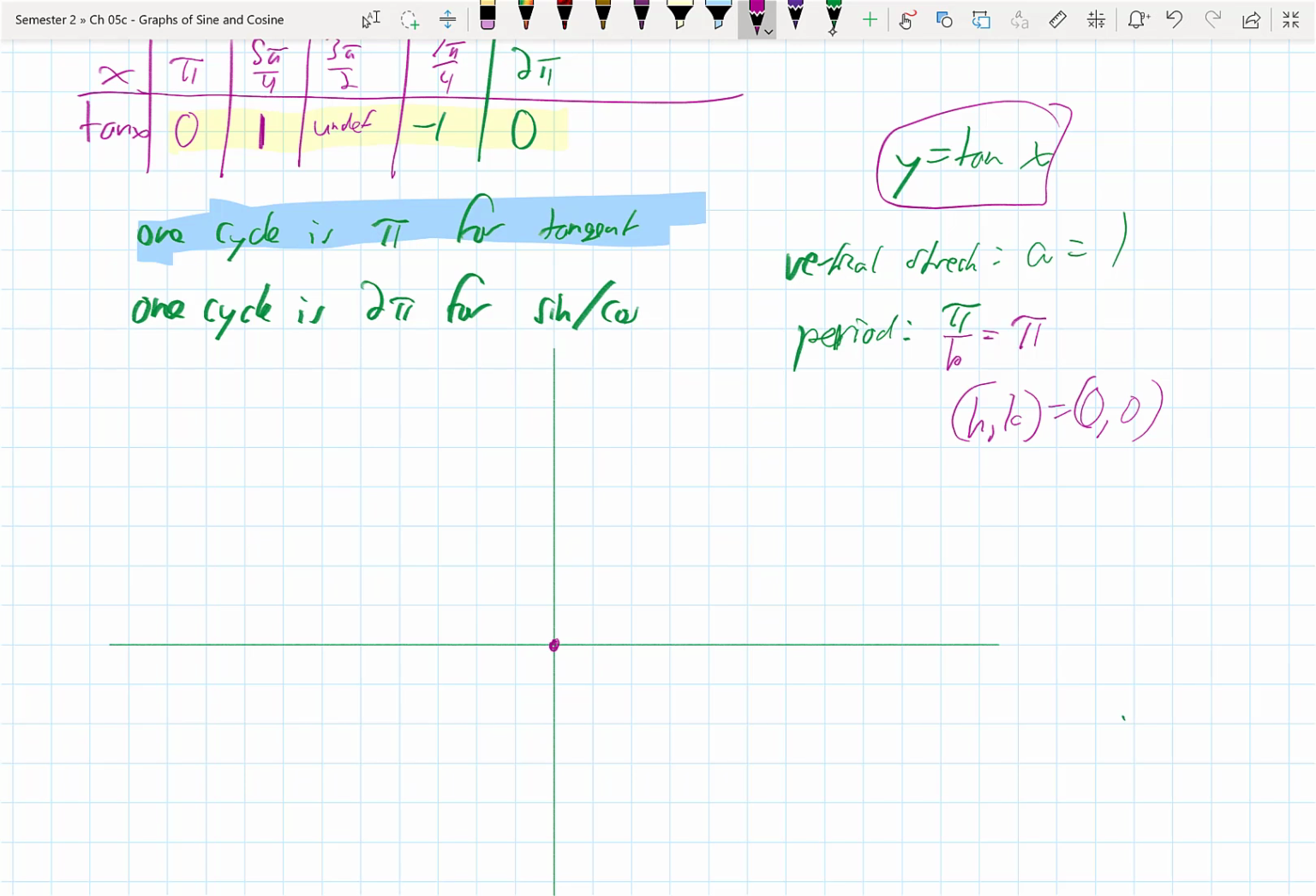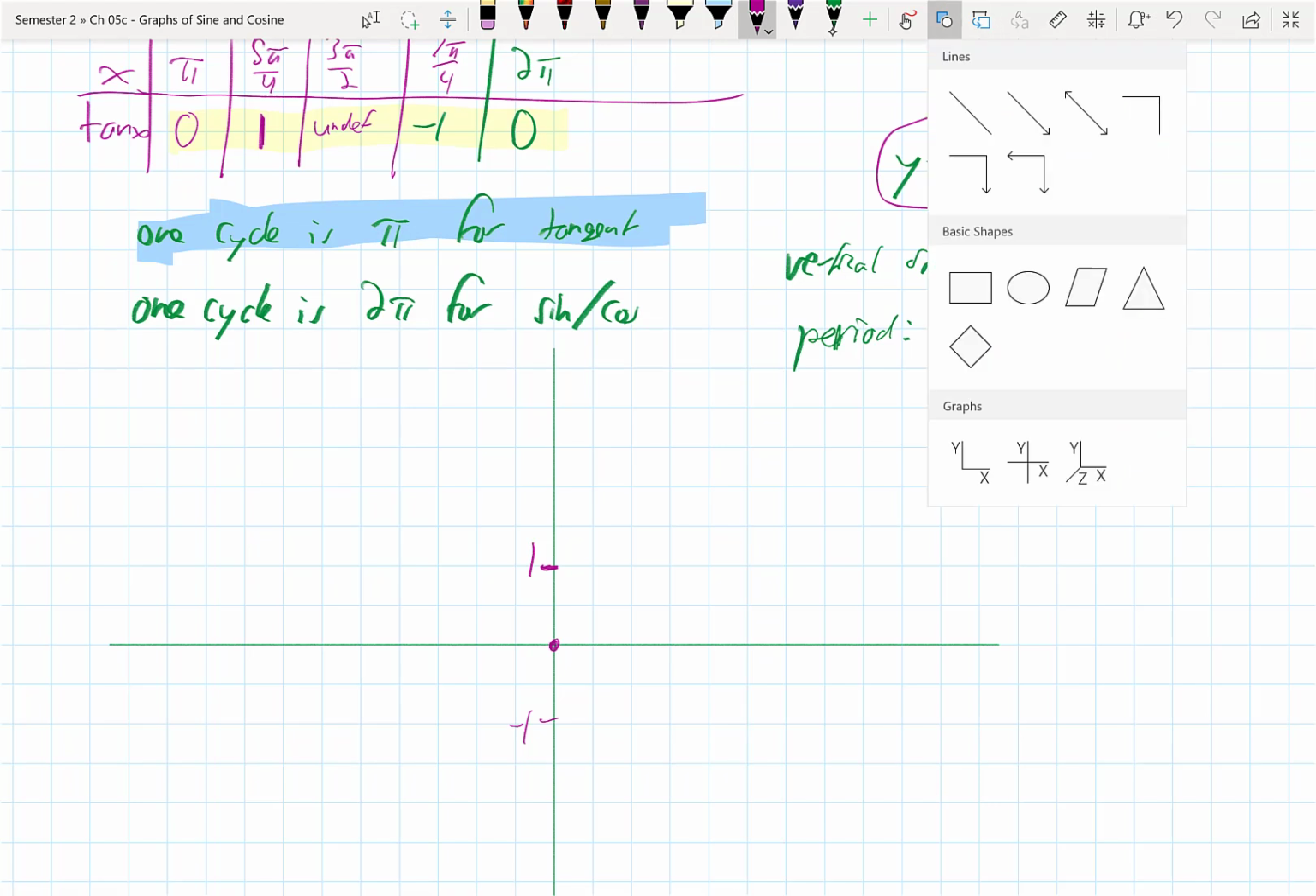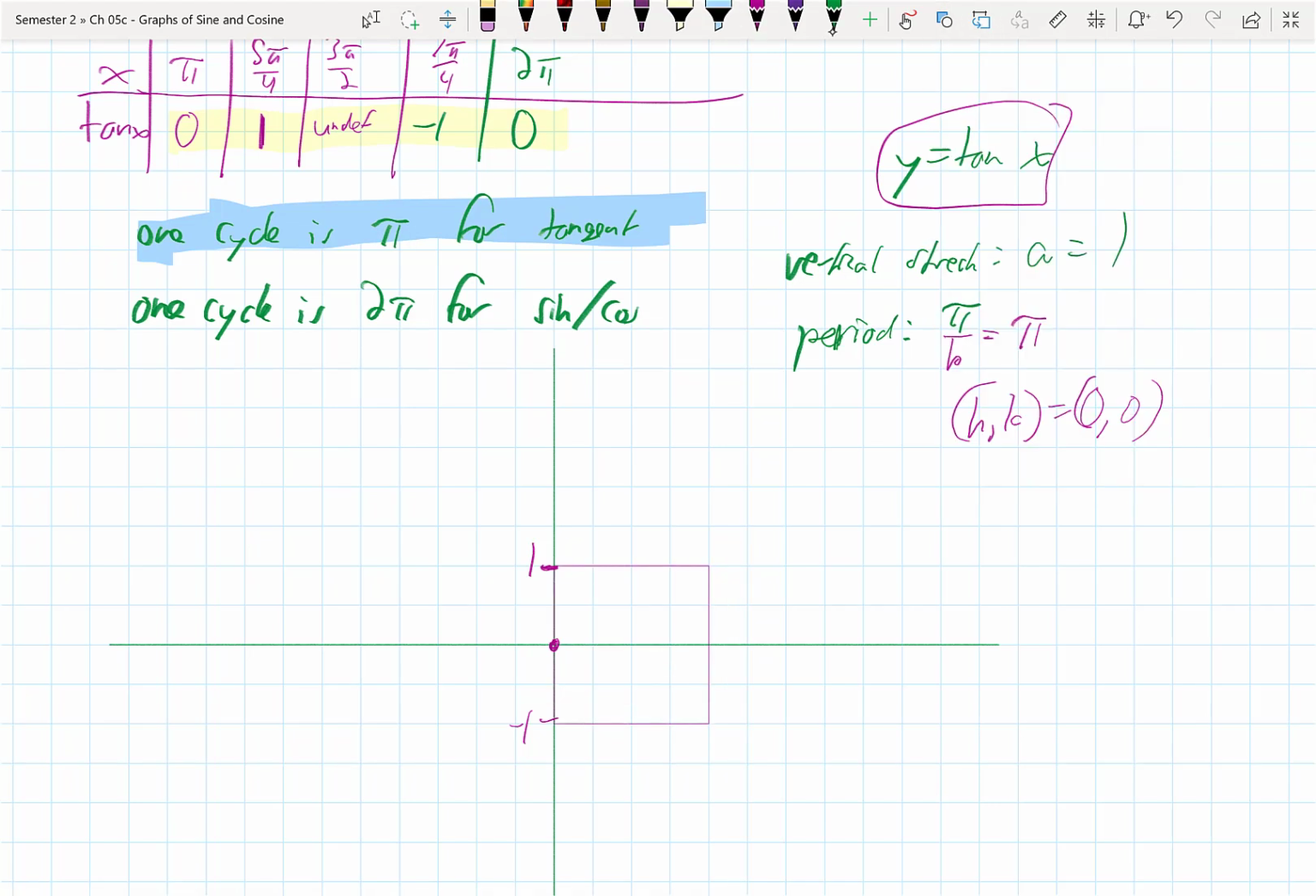So 0, 0. I'm going to put a 1, -1. And I'm going to go horizontally pi units. And I'm going to call this pi. So this is my frame box. That's a single frame of tangent.